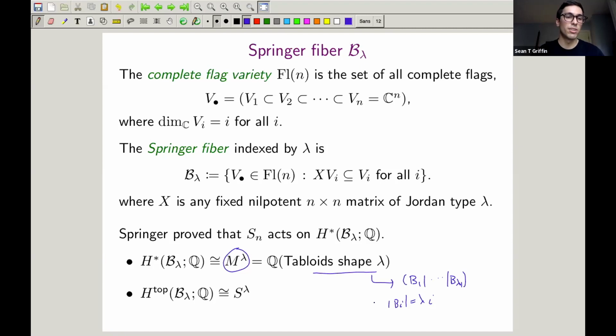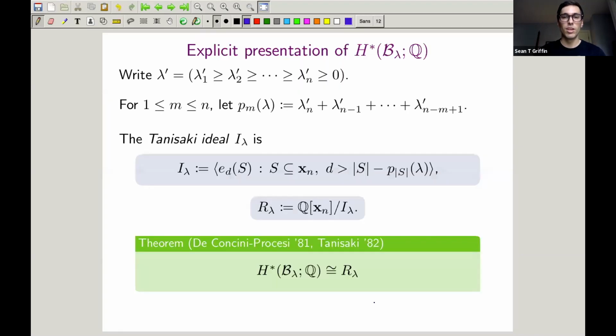And moreover, the top degree cohomology is isomorphic to an irreducible Specht module indexed by lambda. So in this way, the Springer fibers give a geometric way of constructing the irreducibles, and it's inspired an entire new field called geometric representation theory. But how would you actually work with one of these cohomology rings? It turns out that this cohomology has a nice explicit presentation as a quotient ring. So De Concini and Procesi, and later Tanisaki, found explicit presentations.